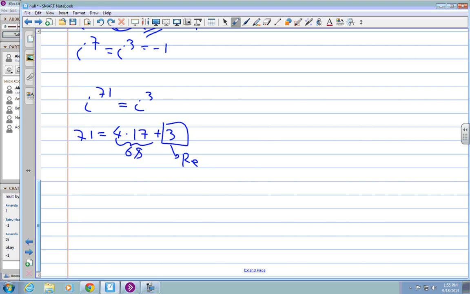Because it's going to go through that loop 17 times. And it's going to go back to i cubed, which is negative i. All right? So this is how we're going to take i to weird powers. We're going to take the exponent, divide it by 4, and just take the remainder. Okay?